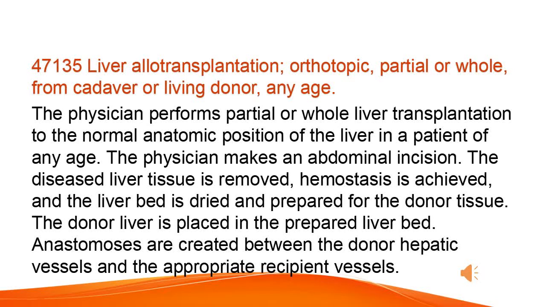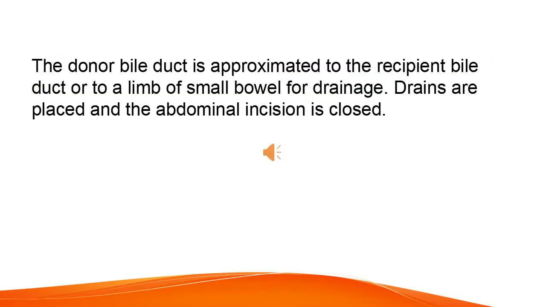Anastomoses are created between the donor hepatic vessels and the appropriate recipient vessels. The donor bile duct is approximated to the recipient bile duct or to a limb of small bowel for drainage. Drains are placed and the abdominal incision is closed.